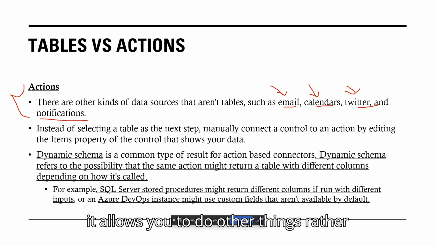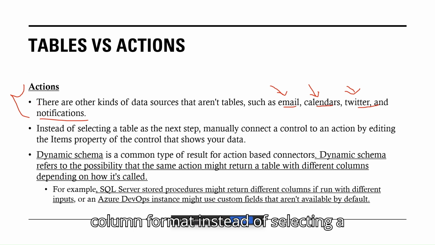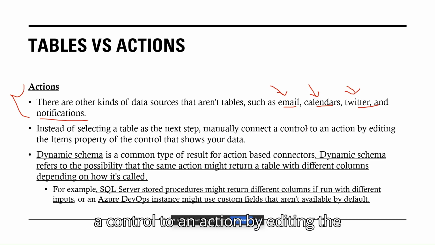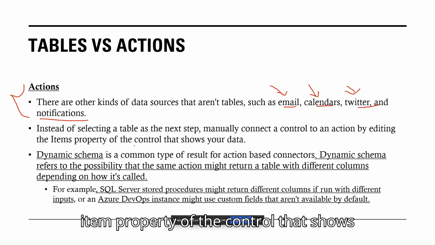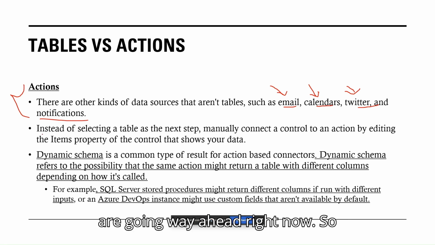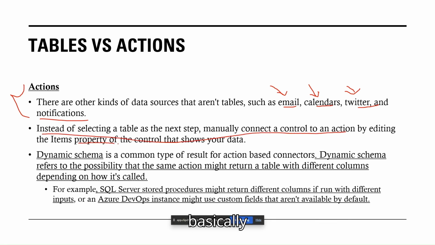It allows you to do other things rather than just listing the data in a row and column format. Instead of selecting a table as the next step, manually connect a control to an action by editing the item property of the control that shows your data. So what this is saying is we are going way ahead right now.